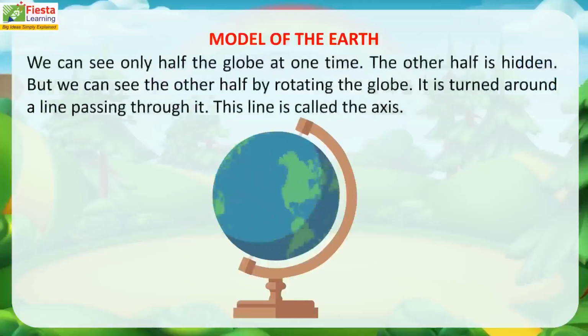We can see only half the globe at one time. The other half is hidden. But we can see the other half by rotating the globe. It is turned around a line passing through it. This line is called the axis.